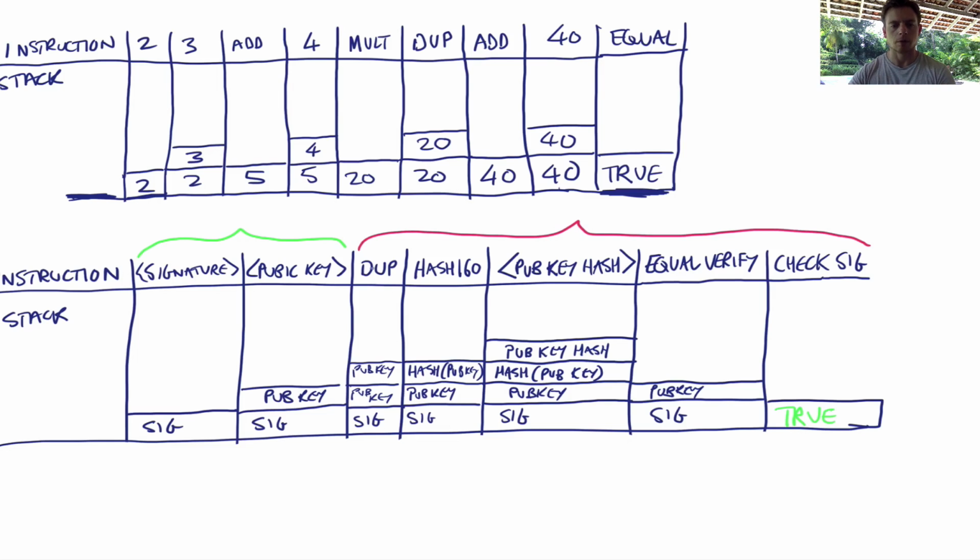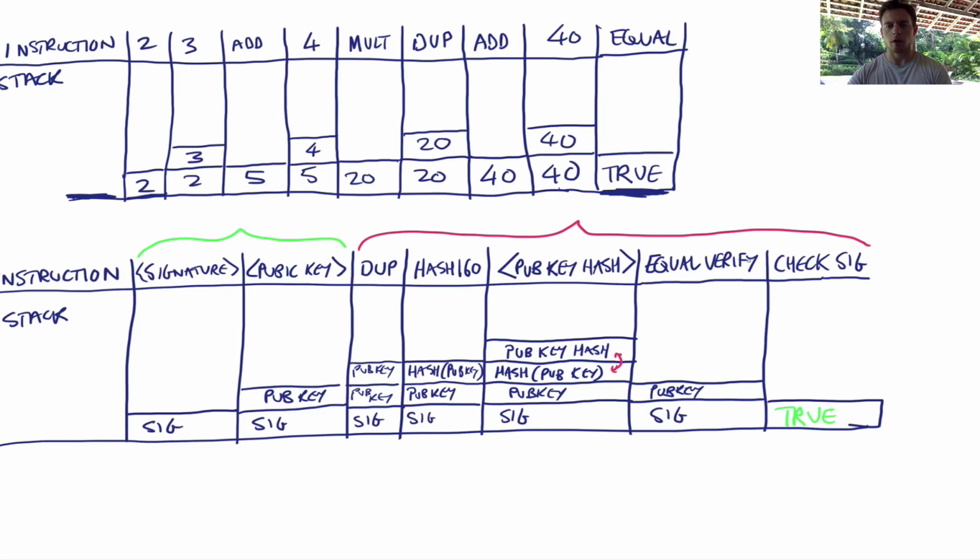And this output script has a duplicate, so basically duplicates the top member of the stack. Then it does a hash 160, so it performs a 160-bit hash on the top member of the stack. So now we have the hash of the public key. Then we put the public key hash that is paid in the UTXO being spent. So the actual referenced value that says, please pay this public key hash, is put on top of the stack, right? So now we have these two values that we're expecting to be the same.